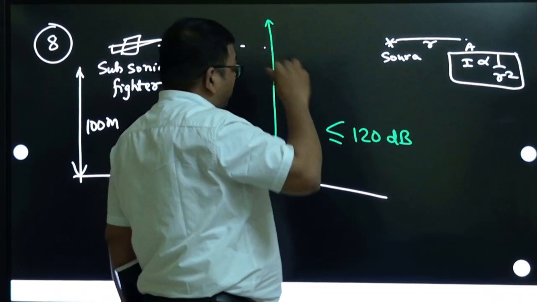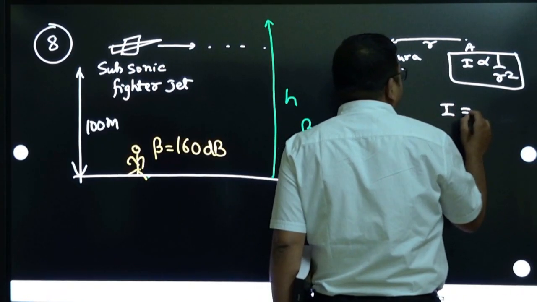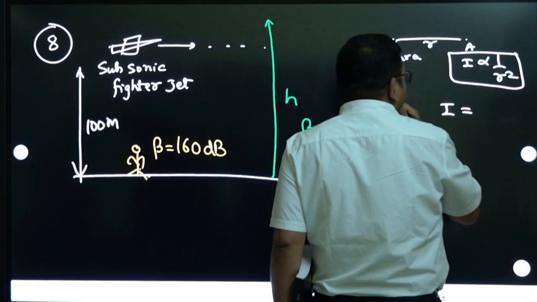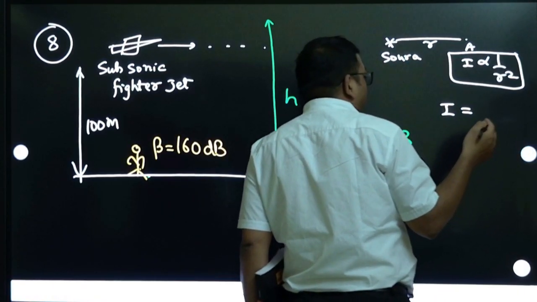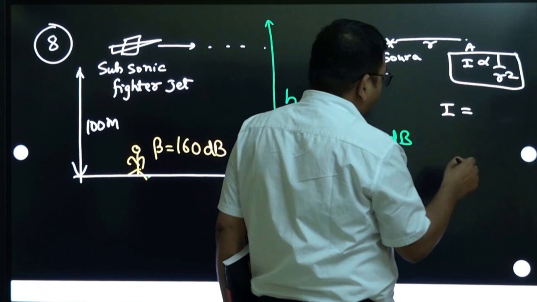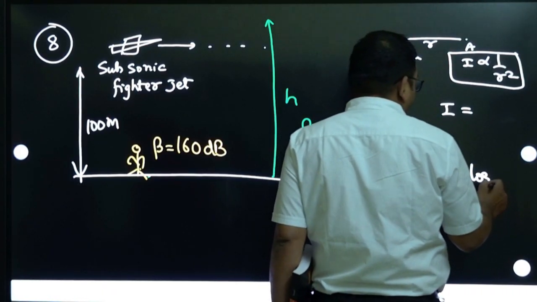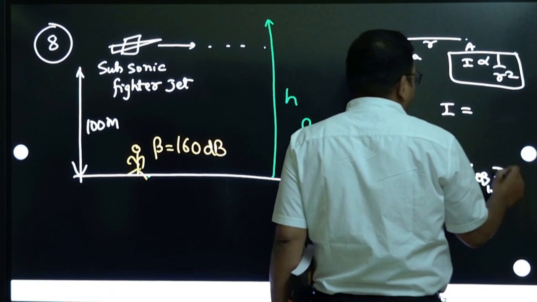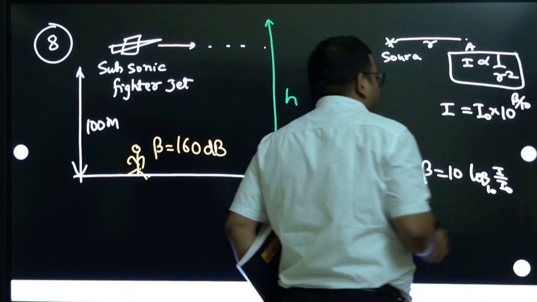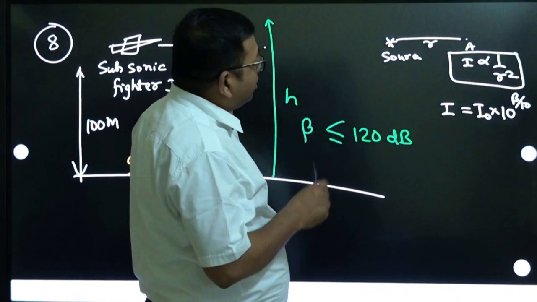And also note the beta formula. Let us write the intensity I formula in terms of beta. Beta formula is 10 into log base 10 of I by I naught. So the formula for I was I naught into 10 to the power beta by 10. Correct? Remember this formula, so we can use it.